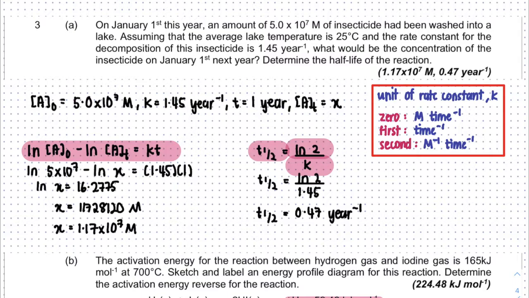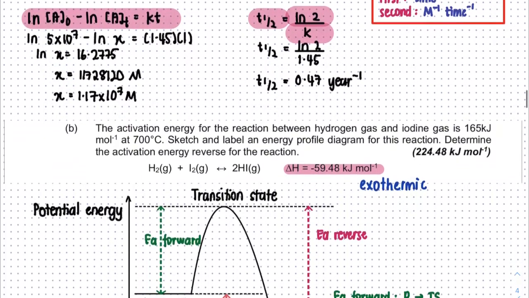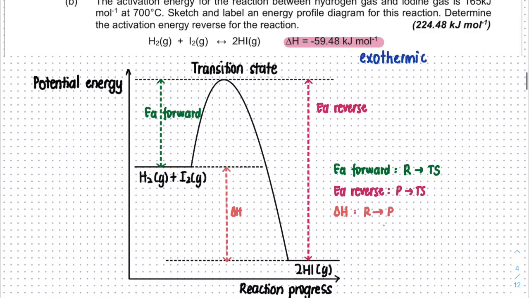Okay, so that's for question 3A. Question 3B. The activation energy for the reaction between hydrogen gas and iodine gas is 165 kJ per mole. Sketch and label the energy profile diagram for this reaction. Determine the activation energy reverse.